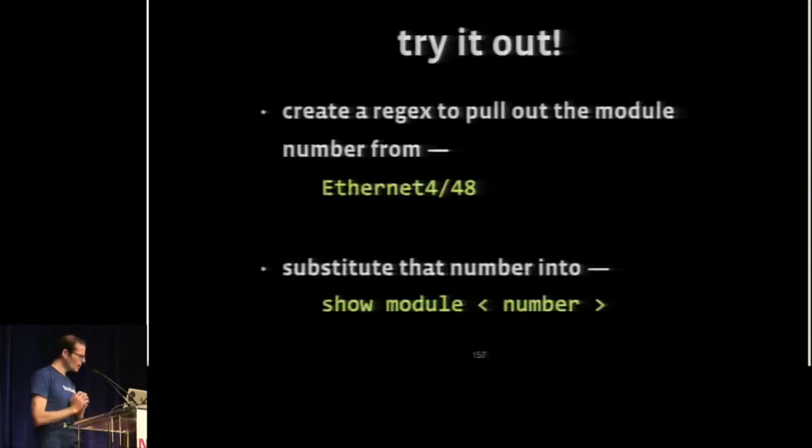Okay, so that was a lot to throw at you real quick. So I want to break for another quick try it out section. I want you to create a regex to pull out the module number from what I've shown here, Ethernet 4/48. So in your IPython shell, go and create a string that's equivalent to Ethernet 4/48. And then try to build a regex that will match against this and specifically match and pull out just the number 4. Once you get that, try substituting that number into the command show module and try printing that.